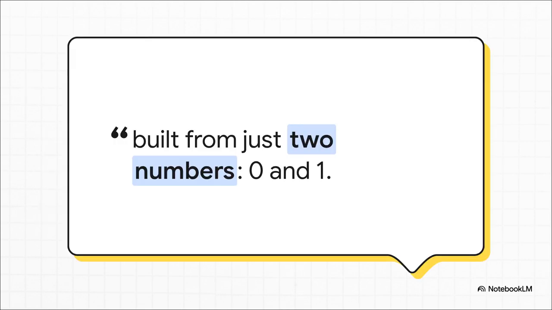I want to share this quote directly from the source material because it perfectly cements our ultimate takeaway today. Behind every app, game, website, and AI system is a simple language built from just 2 numbers, 0 and 1. It's almost poetic, isn't it? How something so brutally simple creates absolutely everything digital around us.